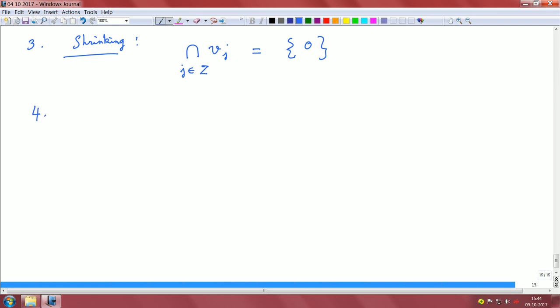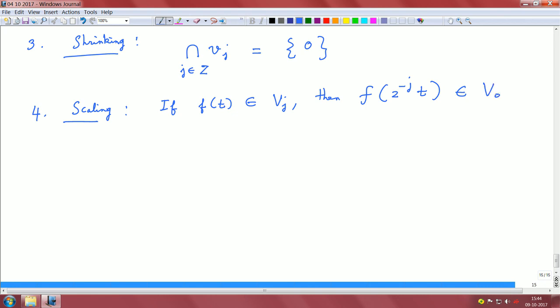Then is the scaling property. This is important. If f of t belongs to the space Vj, then f of 2 power minus j times t belongs to V0.